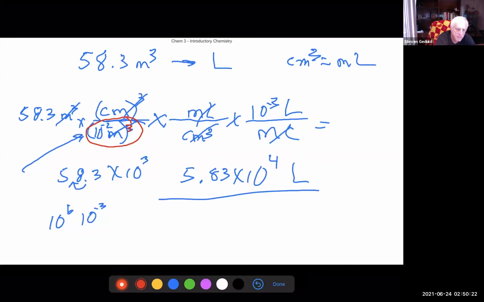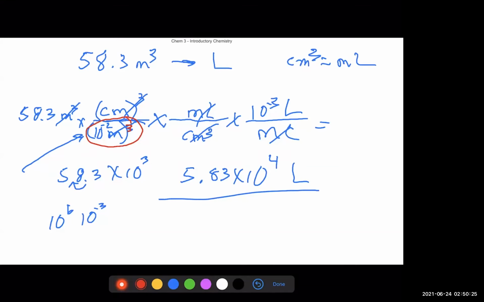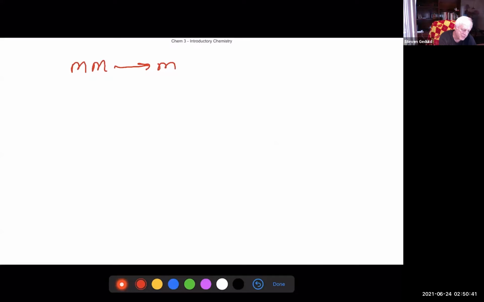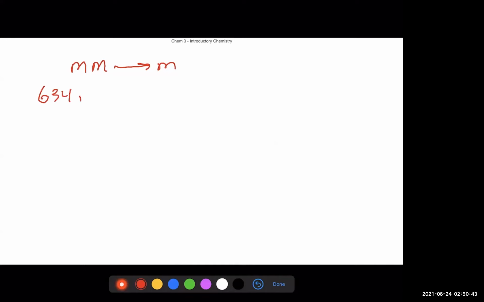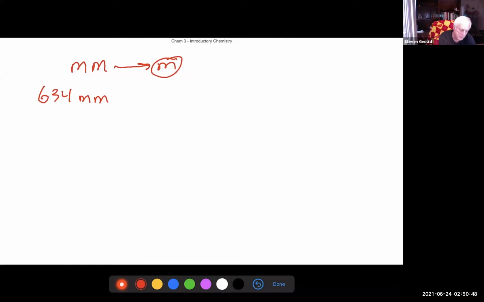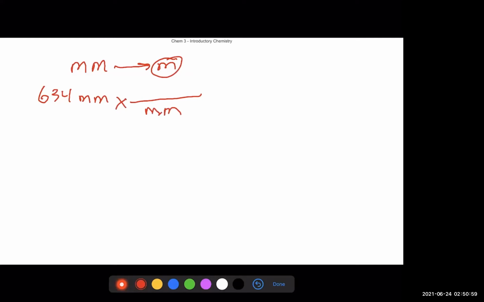I have a question. Sure, go ahead. Okay, so I have to convert millimeters to meters. I have 634 millimeters, and I have to convert that to meters. I don't really know how to do that. You have 634 millimeters, and you want to convert that into meters, right? So again, you don't want to change the number, you just want to change the units. So you have millimeters on the bottom, right? Yeah. That we can cancel.